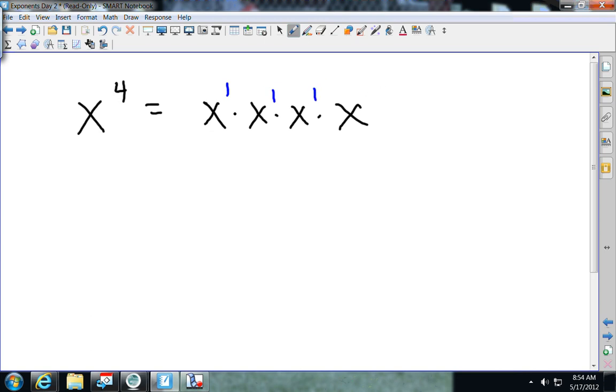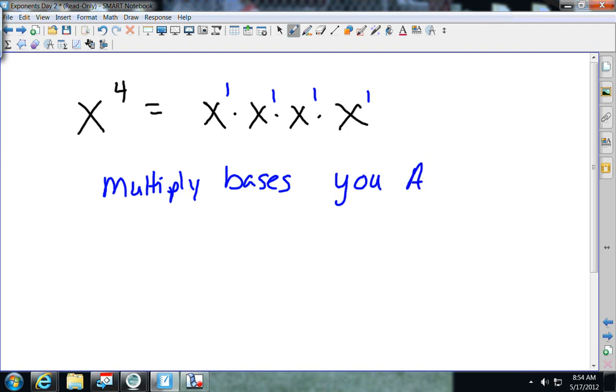So one of our rules for exponents is that you take these when they're all in expanded form, and when you're multiplying the bases, you add the exponents. And that's how, if I started with this one, I would go backwards and go to x to the 4th.